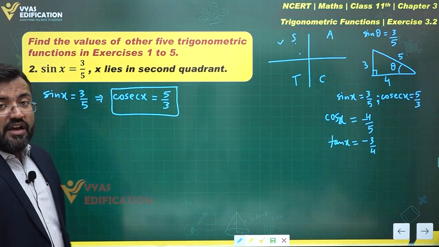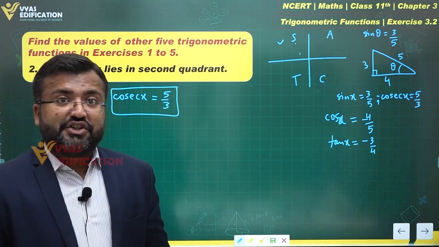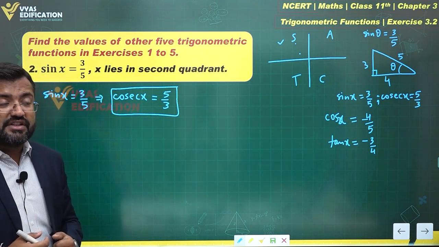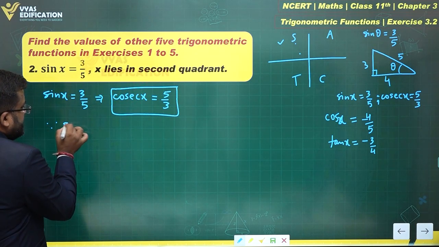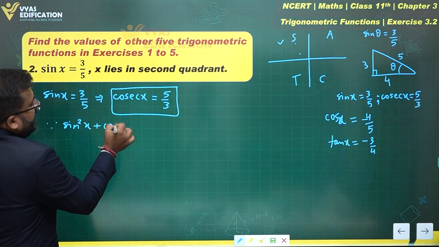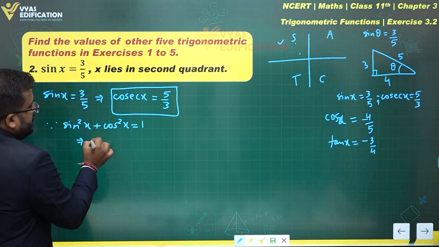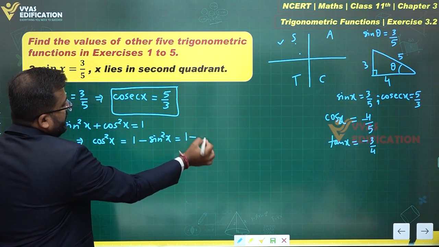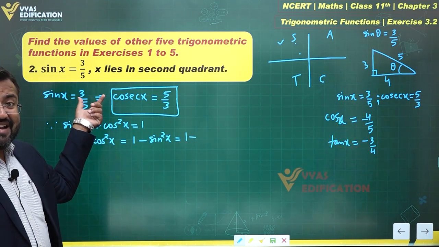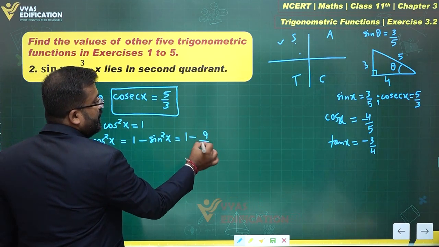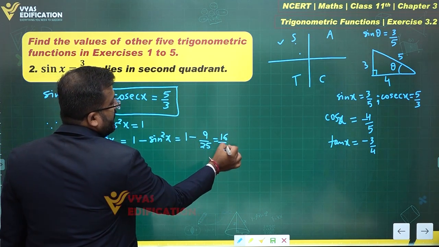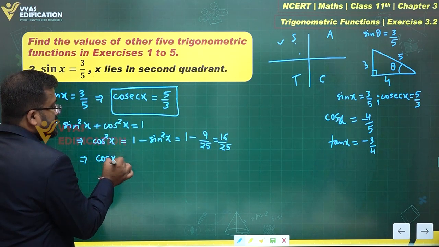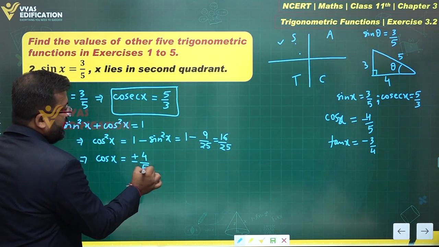Okay. Relate sin x to some other trigonometric ratio. What is the identity between another trigonometric ratio and sin x? Well, we have a simple identity, that is sin square x plus cos square x is equal to 1. This gives me cos square x is equal to 1 minus sin square x. Sin x is 3 by 5, sin square x would be 9 upon 25. This will be 16 over 25. Now this is the value of cos square x. So what will cos x be equal to? Cos x will be equal to plus or minus 4 by 5.